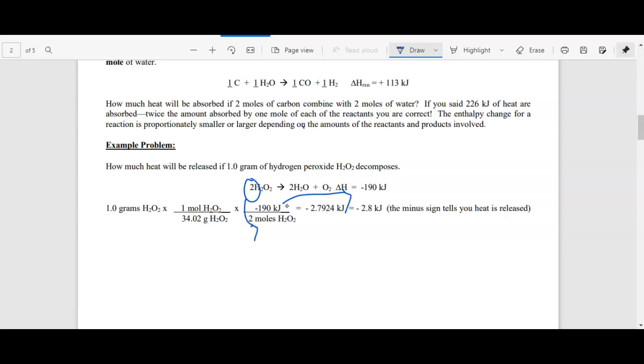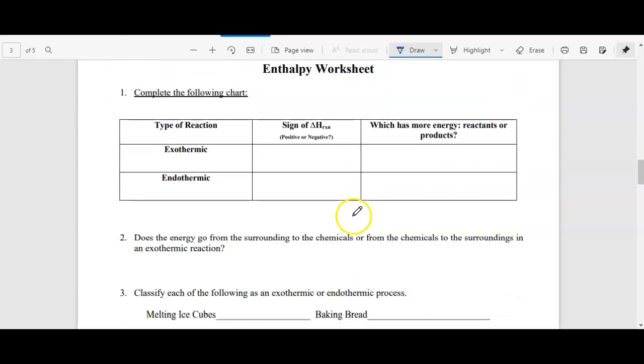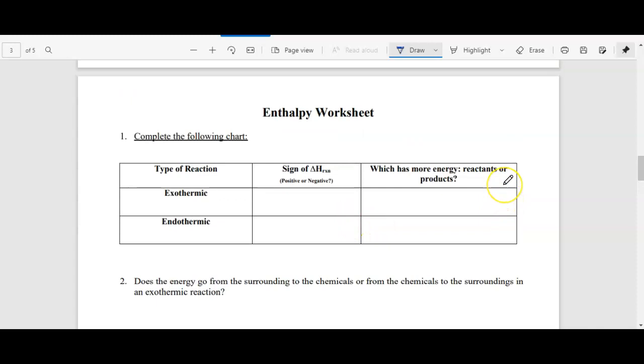We are going to work through a couple of those in the following example. So what we're going to do now is I want y'all to go to the next part of this, and we're going to fill this part out together.